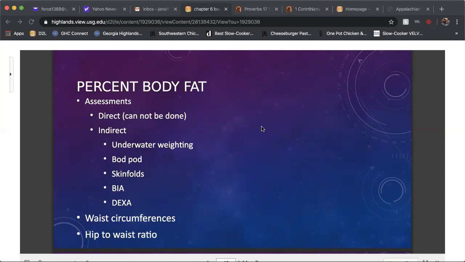We measure how thick that is on certain locations in the body, and based on where we take those measurements, at some very specific locations, it's not just anywhere, we know that your subcutaneous fat is proportional, meaning there's a ratio to your whole percentage of body fat. And so we can do a math equation that estimates your percent body fat.